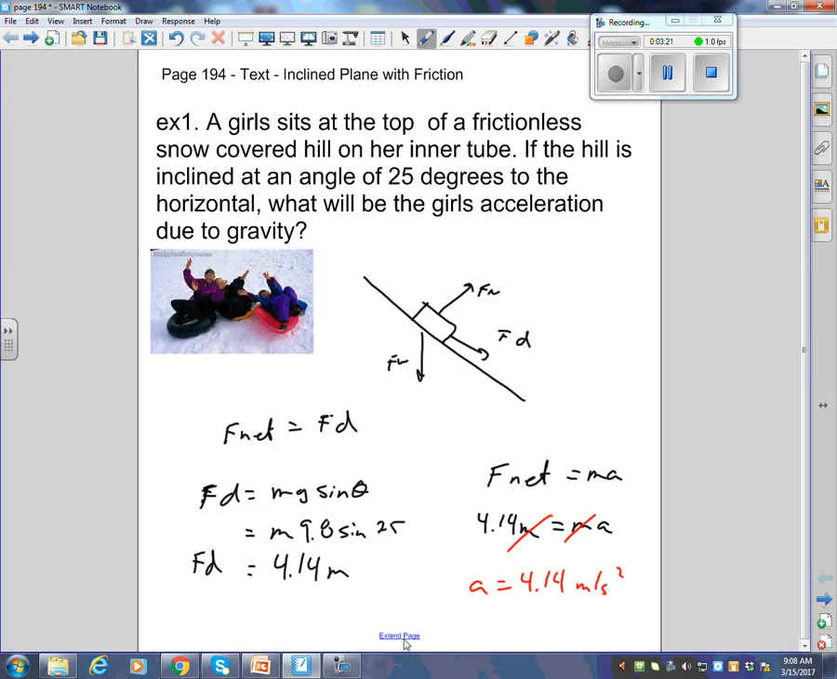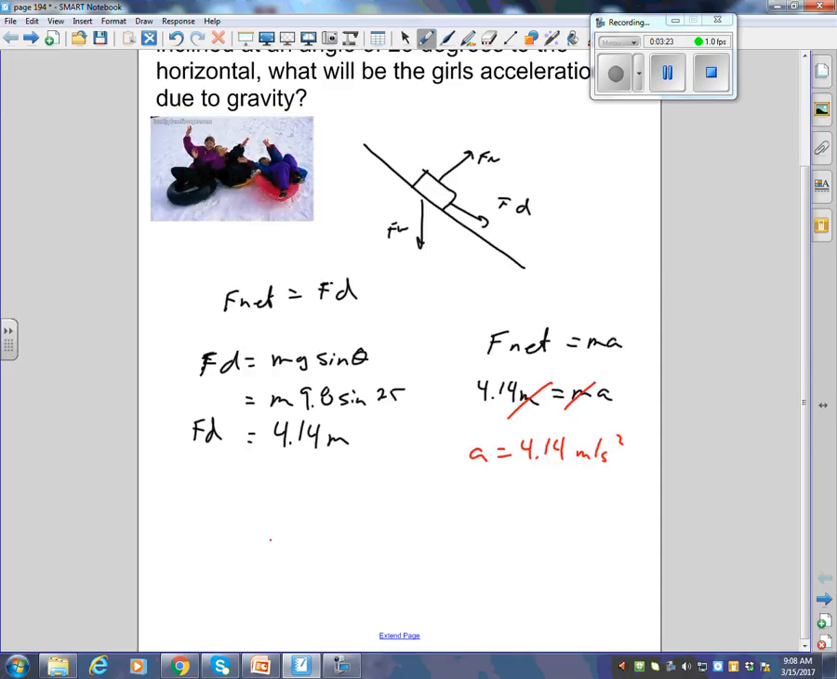You might recall somewhere where I said that if it's a frictionless hill, a is equal to g sine theta, which is exactly what this is, 9.8 sine 25, right? Remember that?